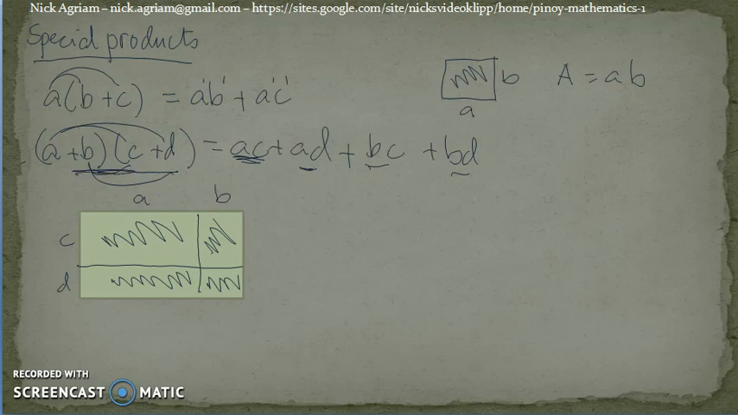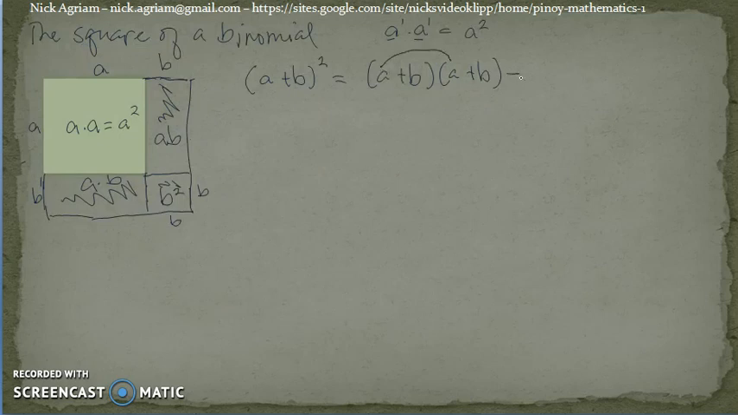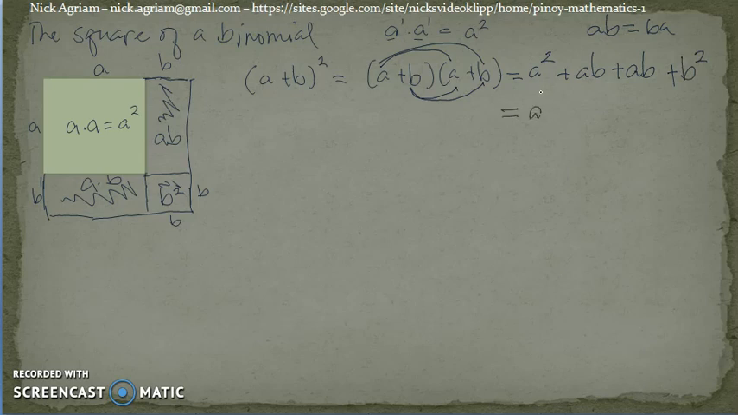This one, we can do the same. A multiplied by A is A squared. And then A multiplied by B is AB. B multiplied by A is also AB. Reminder again, AB is equal to BA. The arrangement of the variables doesn't matter. And then the last term is B times B, which is B squared. If we simplify that, it is A squared plus 2AB plus B squared. This is the pattern. It always follows this pattern. That is why it is called one of the special products.